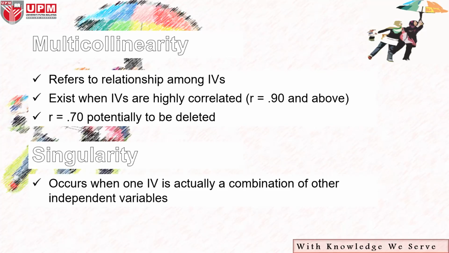Okay, same goes for another IV. Sometimes a component has already been measured in the first IV, but in the second IV it is there again. So that's why when we run the correlation or regression, we found a very high connection between the variables.